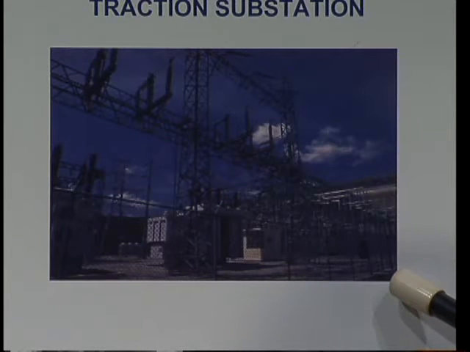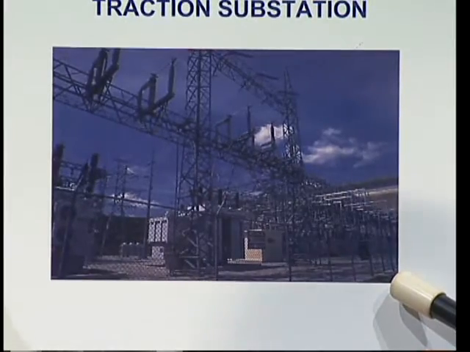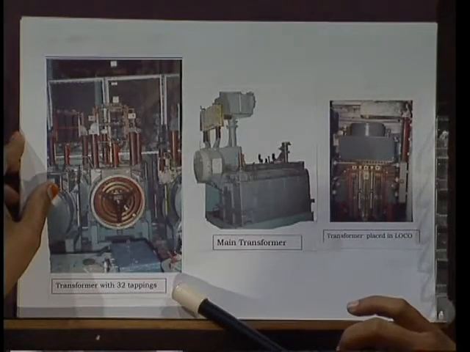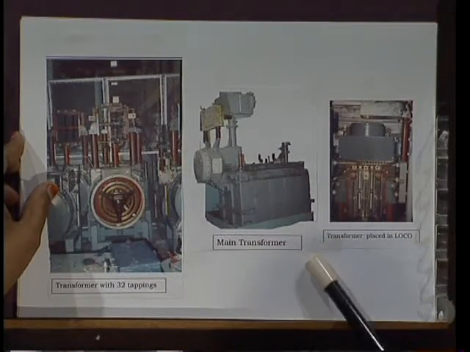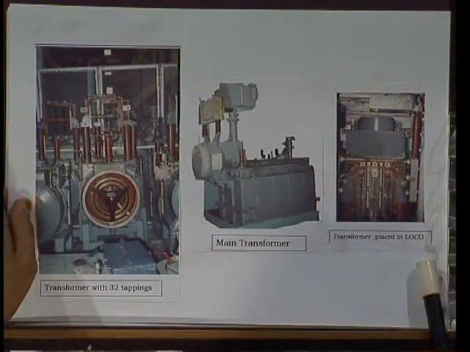This is the diagram of a traction substation which consists of transformers, various types of transformers, and the circuit breakers. See, these are the different types of transformers. This is a transformer with 32 tappings. This is the main transformer. This is the transformer placed in the locomotive. Now we will look into the different traction systems.